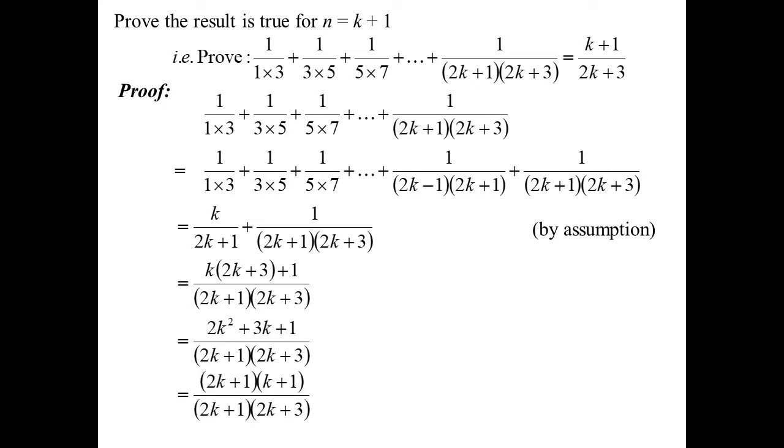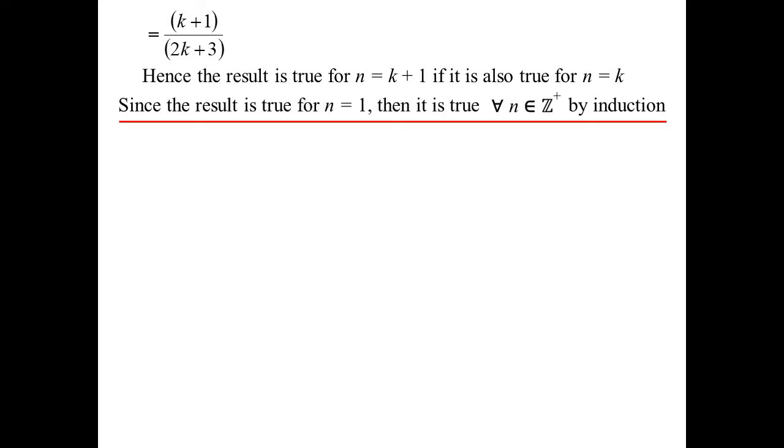Hey, they don't know I didn't actually do it. I just wrote it down. Now, if you're unsure, for sure, expand it out and make sure that, oh yeah, that is the right thing. But logically, that's what it has to be for this proof to work. So the 2k plus 1s cancel, and I get the k plus 1 on the 2k plus 3, which is what they want. Hence, the result's true for k plus 1 if it's also true for k. Well, since it's true for 1, then it's true for all by induction.